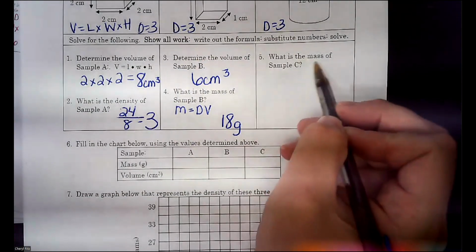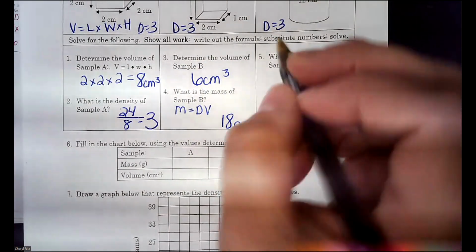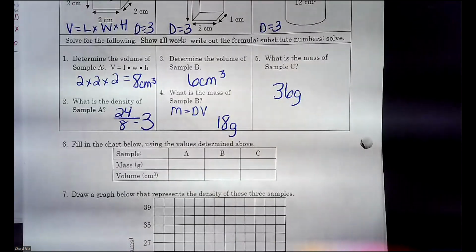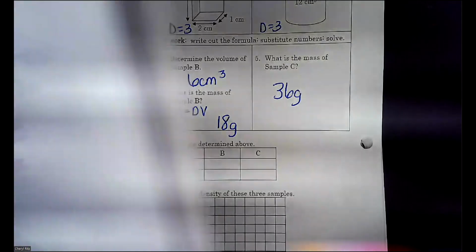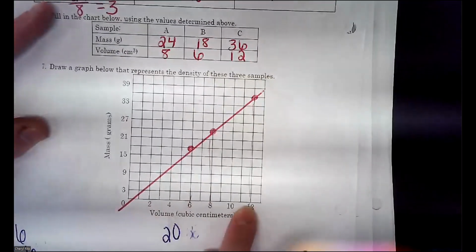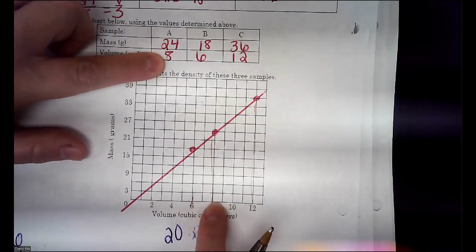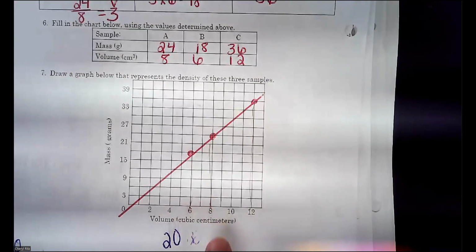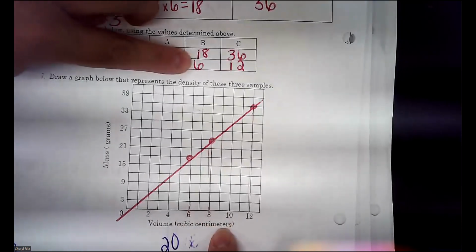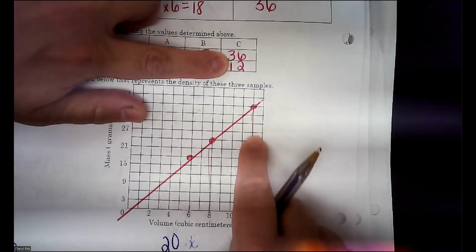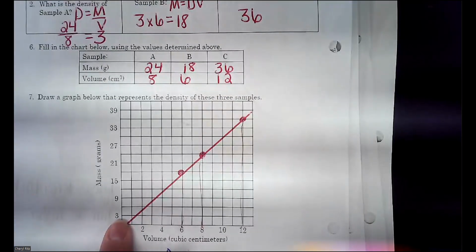Same deal here. They want the mass. We know the volume. We know the density. So you should have had 36 grams here. Again, when you plot that, those are your numbers. Volume on the X. So you had to do 8 and then go up to 24 and get your dot. You had to go to 6 and go up to 18, and to 12 and go up to 36, and then you got a best fit line.